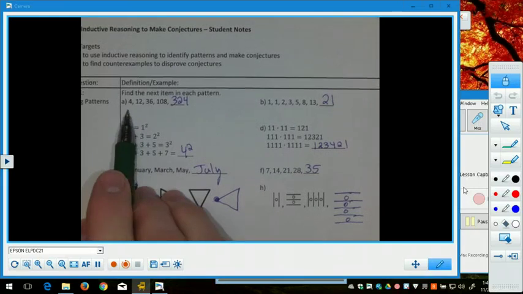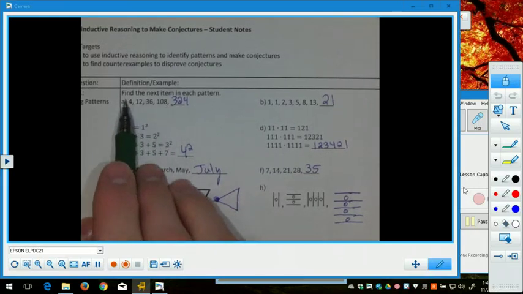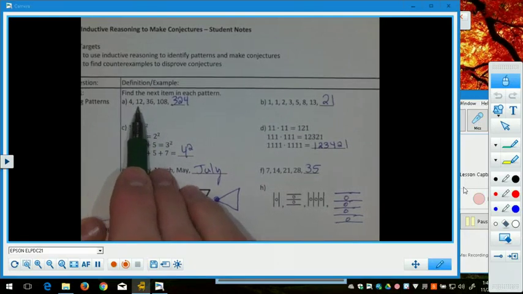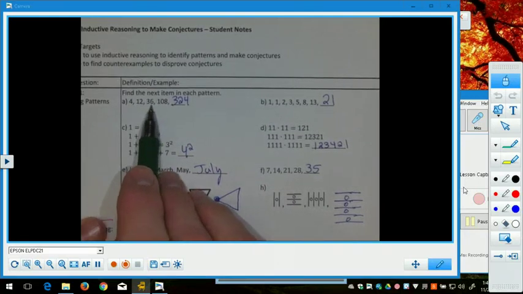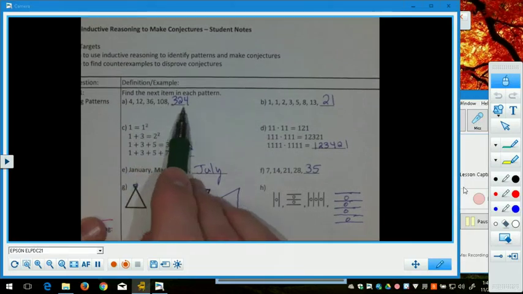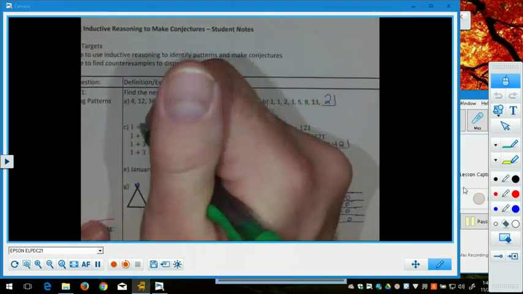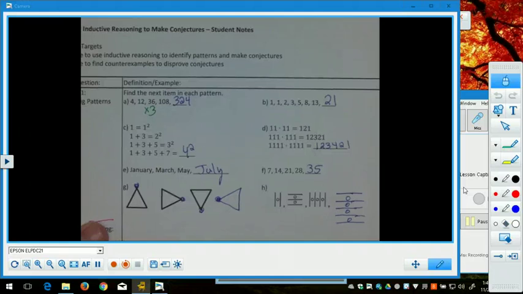So right now, I look and see, well, how are they getting the next number? They're getting really big, so they're not adding something. They're actually multiplying by 3. 4 times 3 is 12. 12 times 3 is 36. 36 times 3, 108 times 3. So the rule that they're following is they're multiplying by 3.